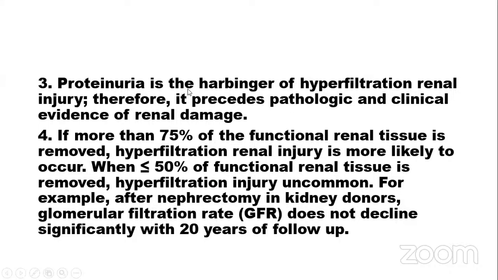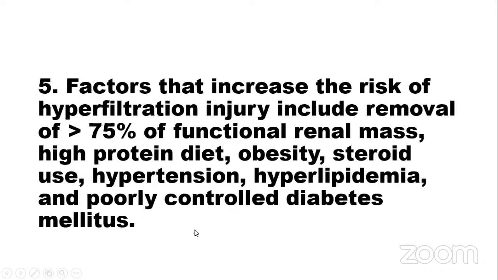Proteinuria is the harbinger of hyperfiltration renal injury. Therefore, it produces pathological and clinical evidence of renal damage. If more than 75% of the functional renal tissue is removed, hyperfiltration renal injury is more likely to occur. When less than or equal to 50% of functional renal tissue is removed, hyperfiltration injury is uncommon. For example, after nephrectomy in kidney donors, glomerular filtration rate does not decline significantly within 20 years of follow-up.